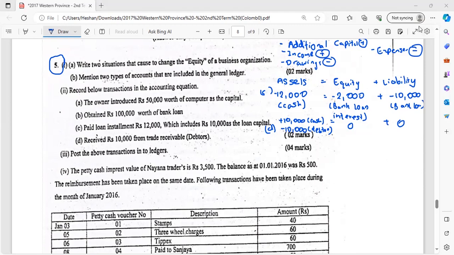Now, when it comes to this one, what you need to do is post the above transactions in the ledger. Now, I'm going to show you one answer. This was sent by Menuka.